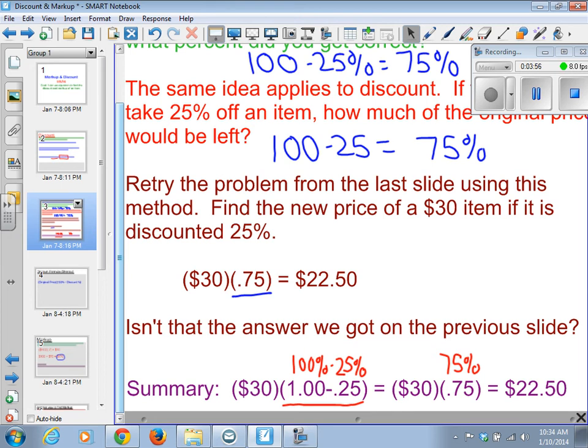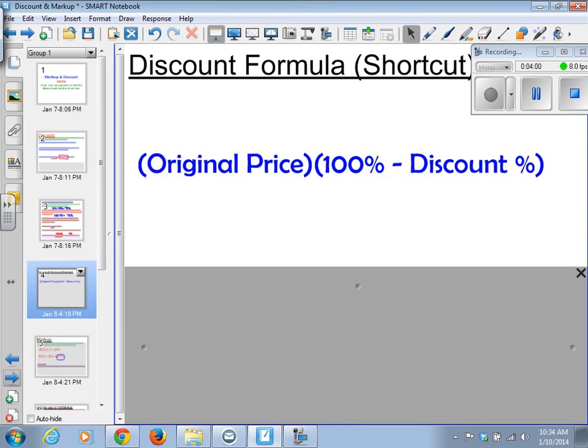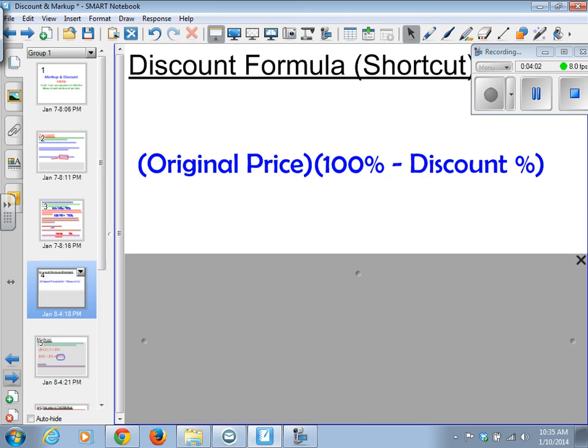So to summarize, our shortcut formula: we take the original price of an item and multiply it by 100% minus the discount percent. That'll work every time for discount. We'll practice this in a few slides.